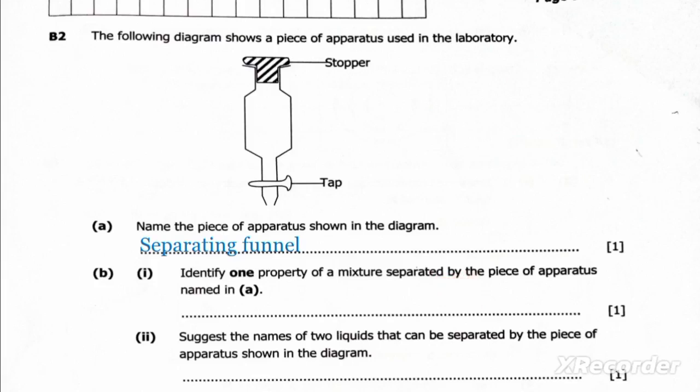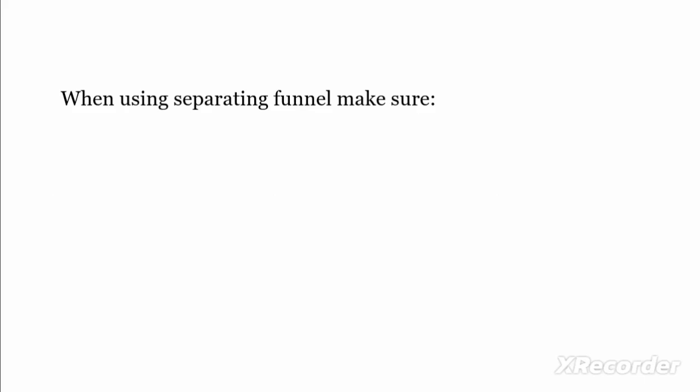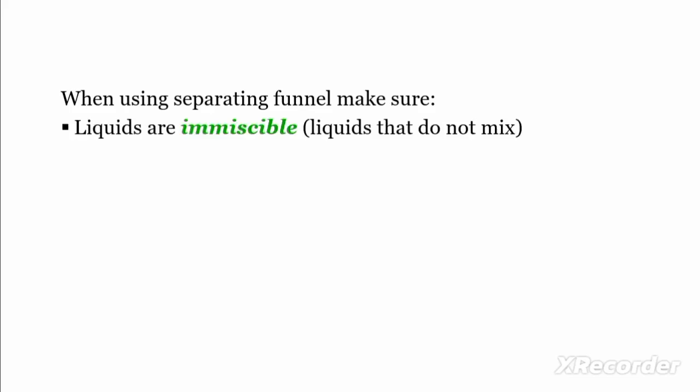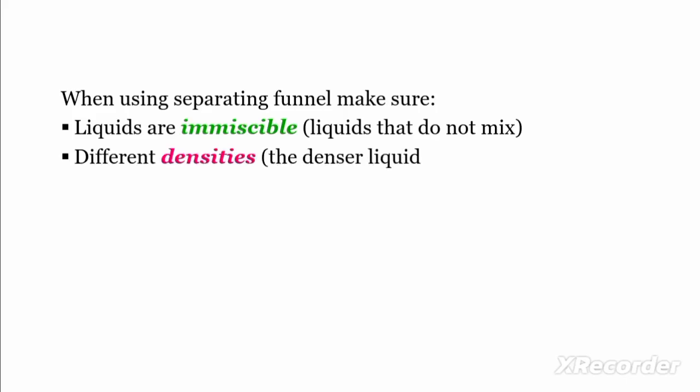So the property of the mixture separated by a separating funnel: the components of the mixture should be immiscible. What do we mean when we say immiscible? When using separating funnels, make sure the liquids or components of the mixture are immiscible. Immiscible liquids are liquids that do not mix.